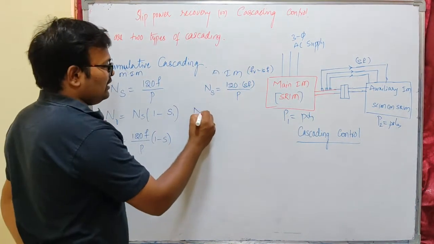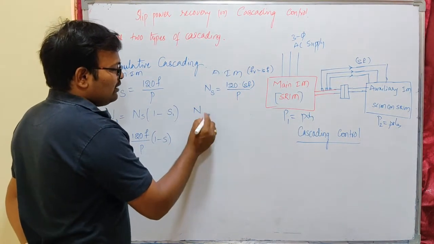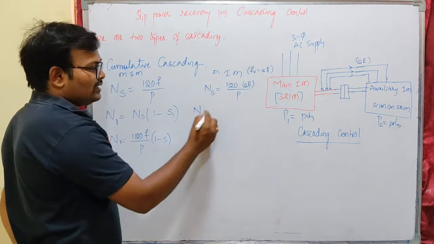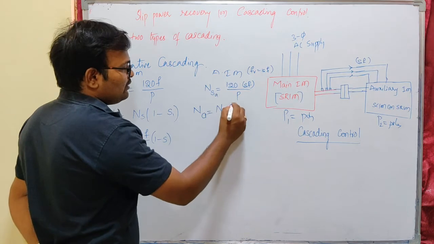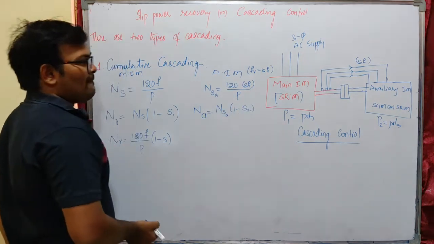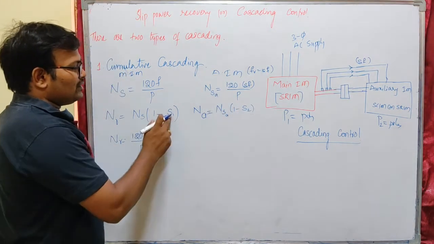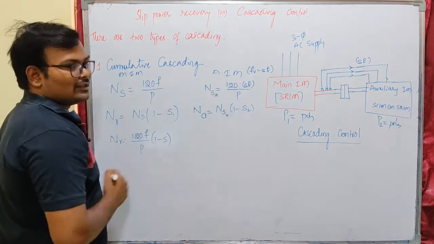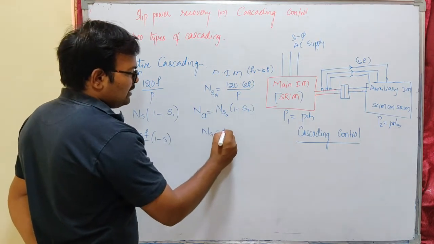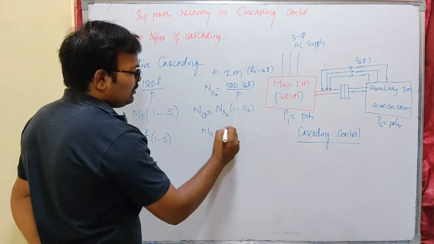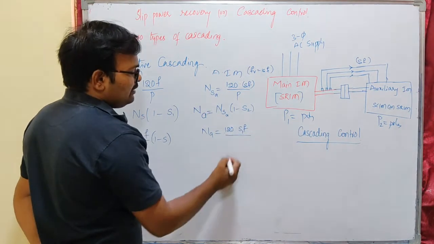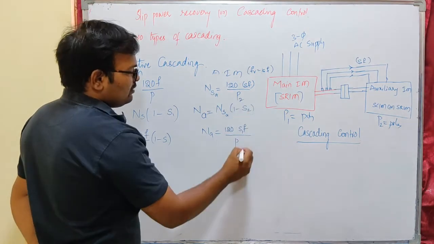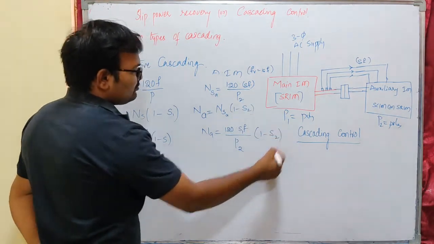Now the speed of the auxiliary induction motor, I am calling it NA, is nothing but NSA into 1 minus S2. S1 is the slip in the main motor, S2 is the slip in the auxiliary motor. So NA can be written as NSA, which is 120 into S1 times f by P2, into 1 minus S2.